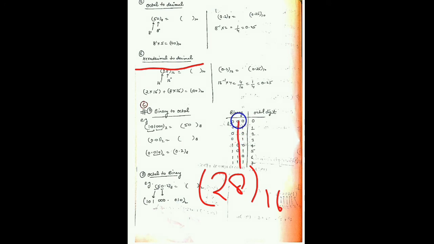Now see hexadecimal to decimal. If the number is hexadecimal, that is 28 base 16, you have to convert into decimal form. So you have to write the equivalent with 16 raised to the power 0 and 16 raised to the power 1. Then multiply the corresponding number: 16 into 2 plus 16 raised to the power 0 into 8. 16 raised to the power 0 is 1. So 16 into 2 is 32. 32 plus 8 is 40. So 40 is the correct answer.